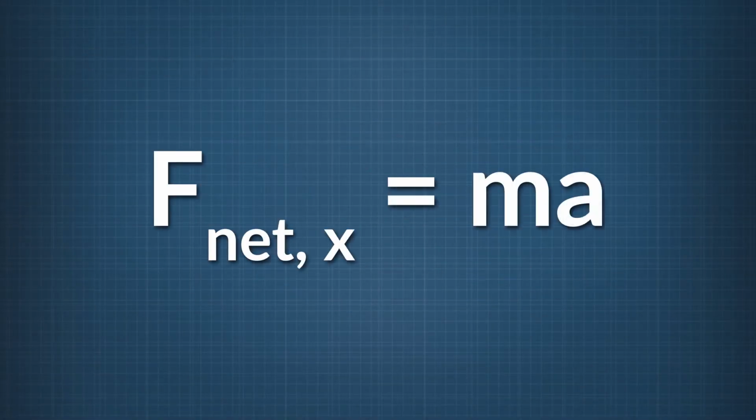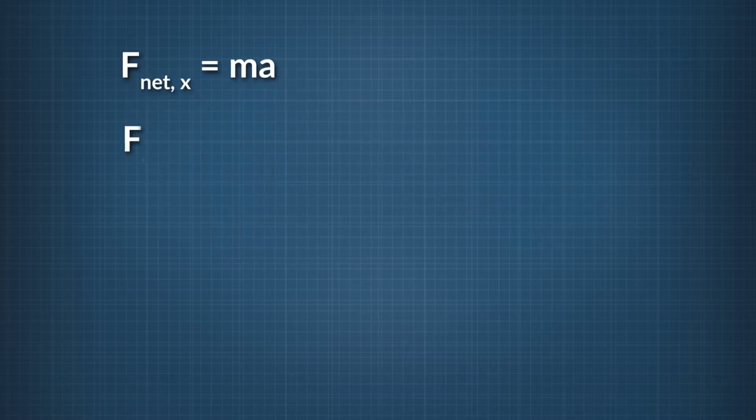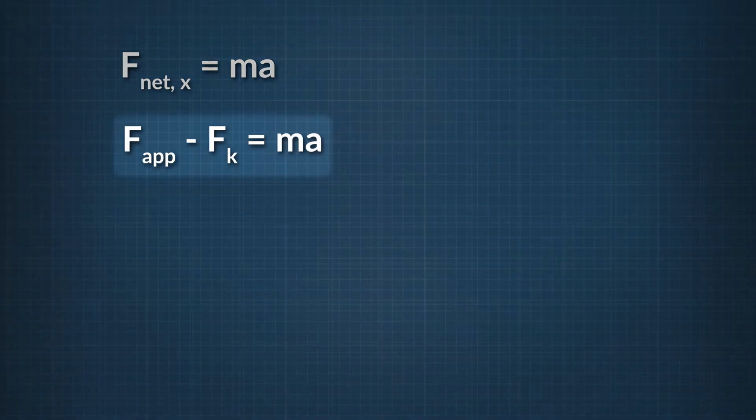Now that we know the normal force and the force of kinetic friction, let's go back to the original equation. Net force equals mass times acceleration. When we fill in the forces that are acting in the x direction, we see that the applied force minus frictional force equals mass times acceleration. We know everything here but the acceleration, so let's figure that out.